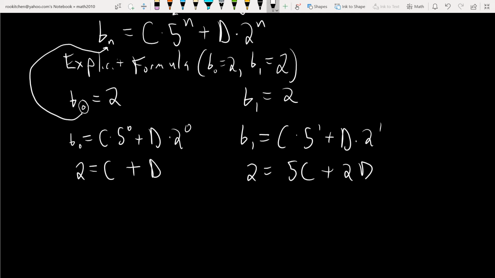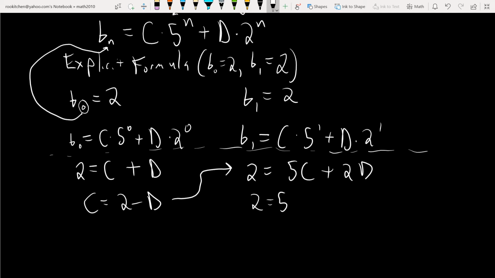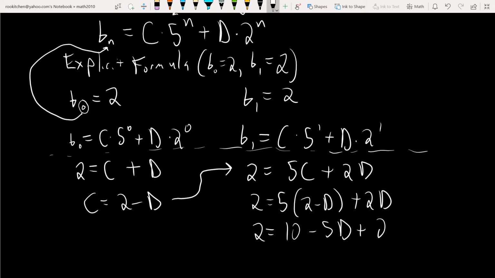So I'll start with the 2 equals c plus d and solve for c. So c equals 2 minus d. Okay. And then I do a substitution method. So 2 equals 5 times c, which is now 2 minus d, plus 2d. And then you could solve this for d. So I have 10 minus 5d plus 2d.